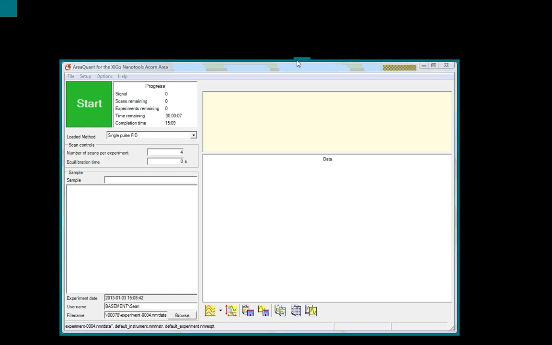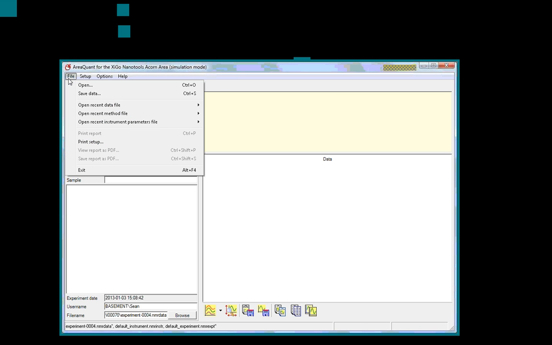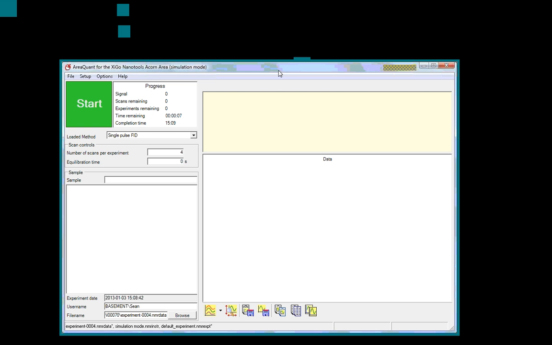This will help you understand how fine resonance works in Area Quant software. First of all, I'm going to put the software in simulate experiments mode because I don't have an instrument actually connected, and it's a little bit easier for me to explain how the fine resonance program works in this mode. The first thing I'm going to do is load the simulation instrument file, which comes with every version of software that is delivered to our customers.